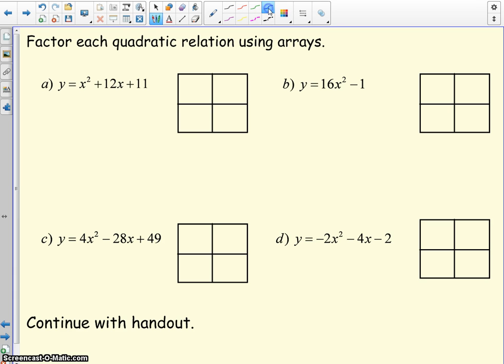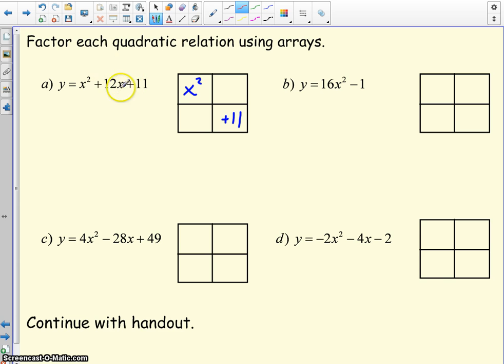So as a rule, I recommend that you always start by looking for a greatest common factor. So this one has none. But once you have that greatest common factor taken out, you're going to put your x squared term in the top left, your 1's, your constant in the bottom right, and then try and figure out what the coefficients of x are going to be in the other corners of the array.